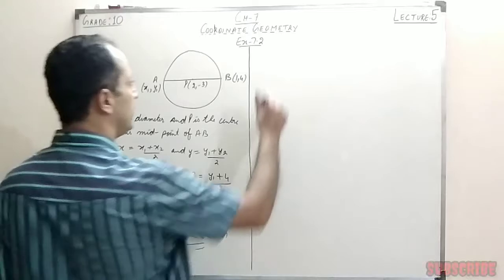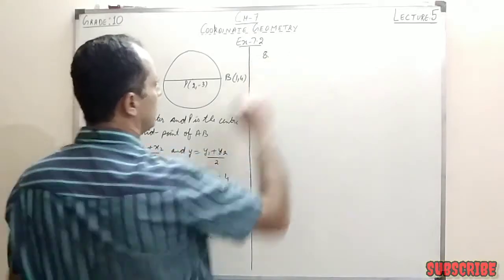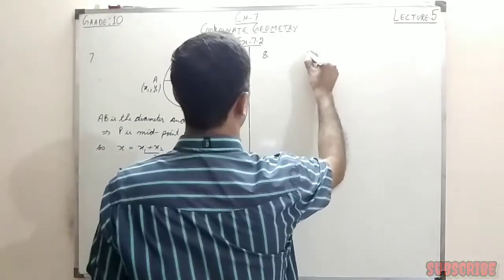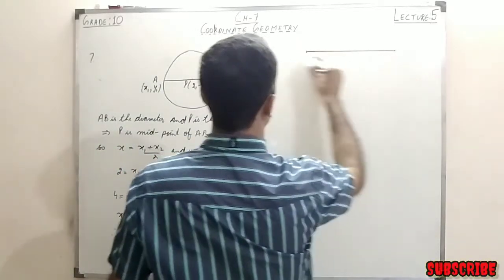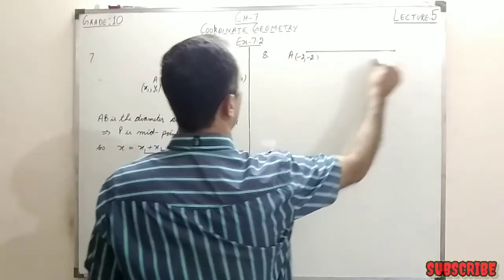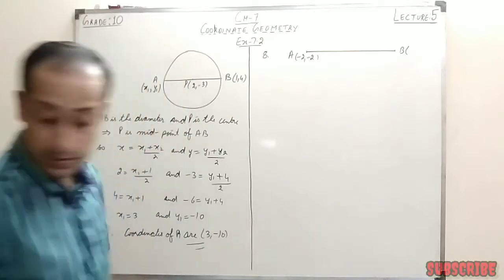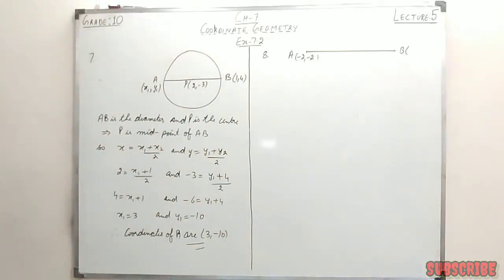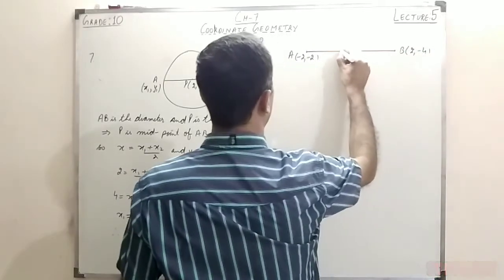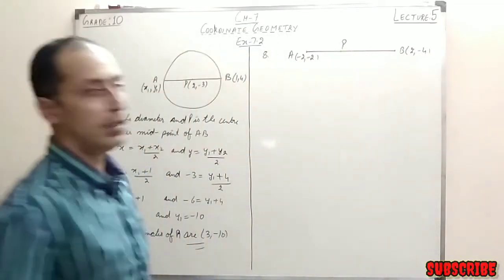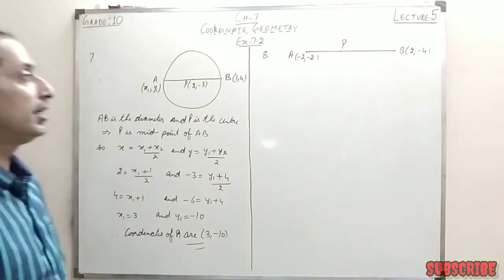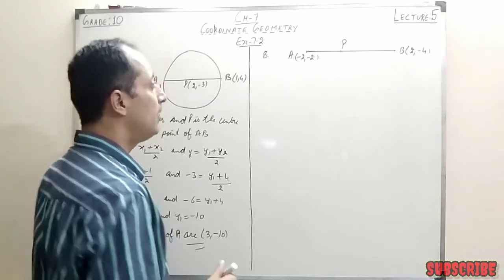It is given there are 2 points A and B. The points are given, and the coordinates are also given. So write A as -2, -2 and B is given as 2, -4. And there is a point P in the middle. We have to find the coordinates of P, but the ratio is not given.